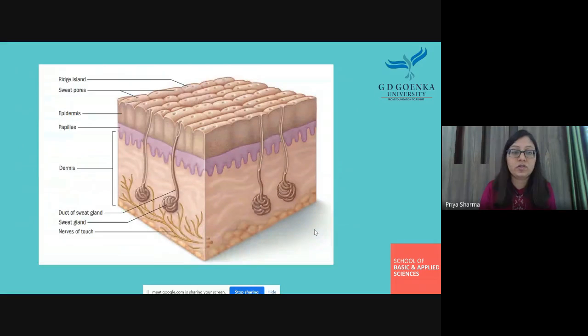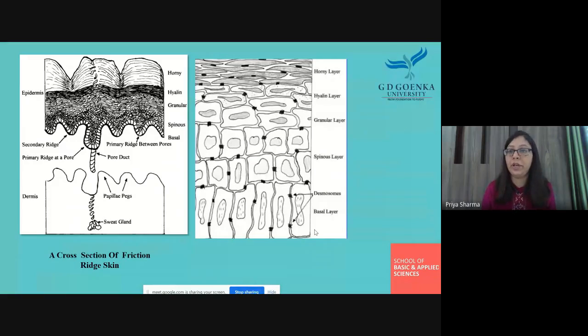This is the general structure of the different layers present in our skin, the friction ridge skin. The top portion, you can say the ridge islands, consists of sweat pores and the epidermis layer. These pores open into the dermis, in which sweat glands are present. They are further connected with nerves and with capillaries, which provide blood circulation. The epidermis layer is further divided into five layers: horny, hyaline, granular, spinosum, and basal layers.